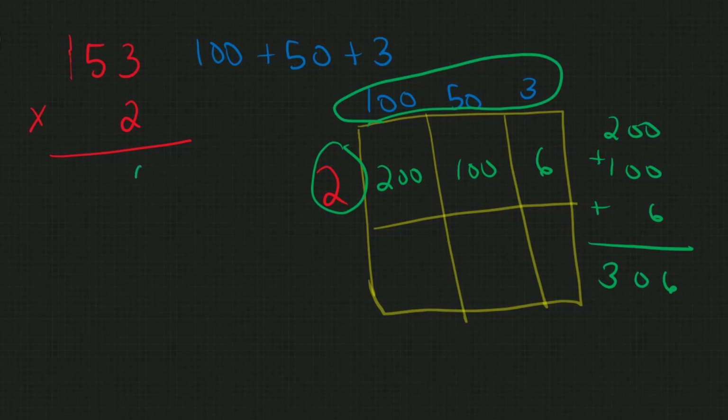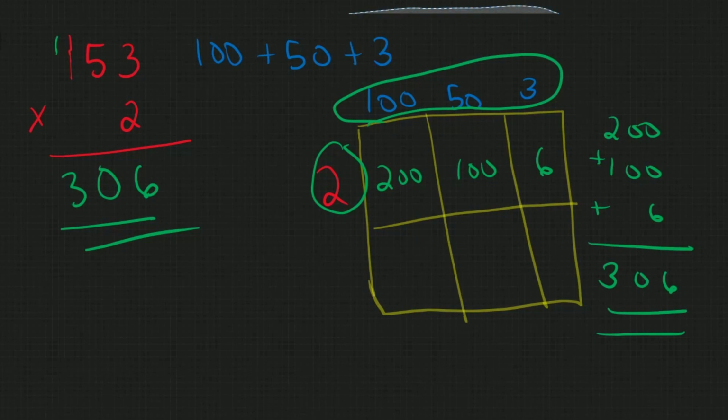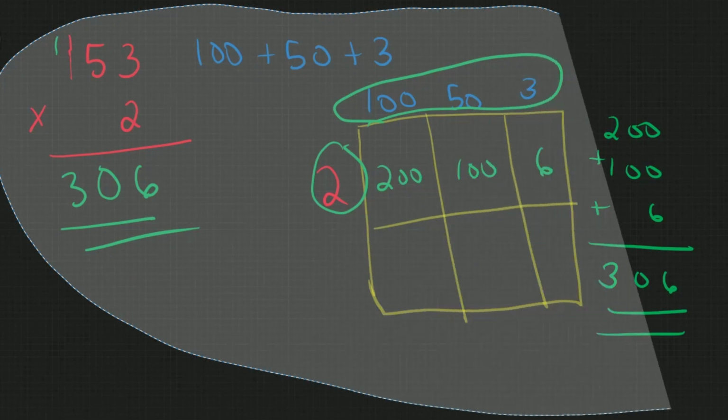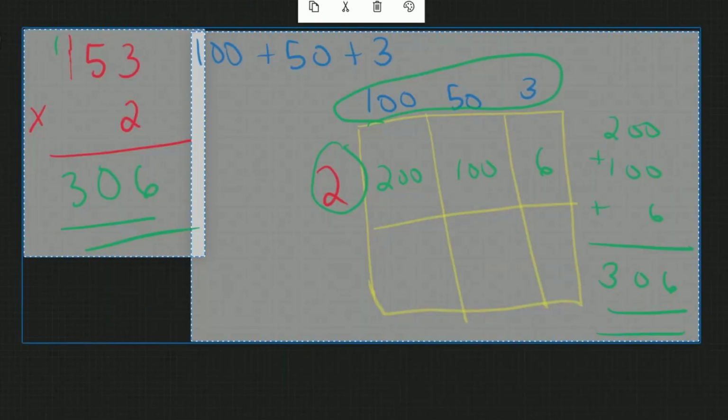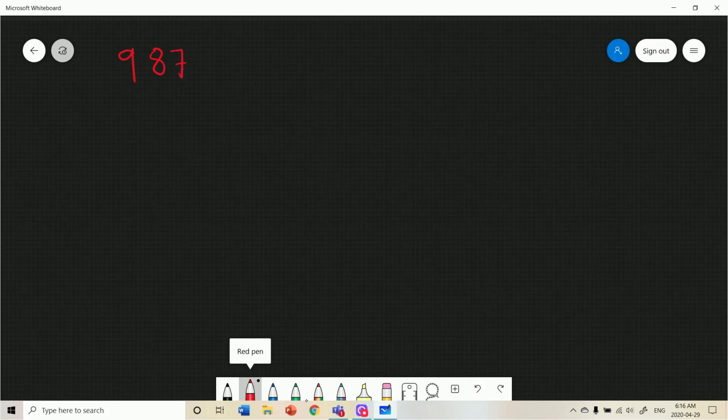2 times 3 is 6. 2 times 5 is 10. We carry over the 1. 2 times 1 is 2. Plus 1 is 3. 306. Let's do one more triple digit, and then you guys can get to the lesson. Let's take a difficult one. 987 multiplied by 6. This is going to be tough.